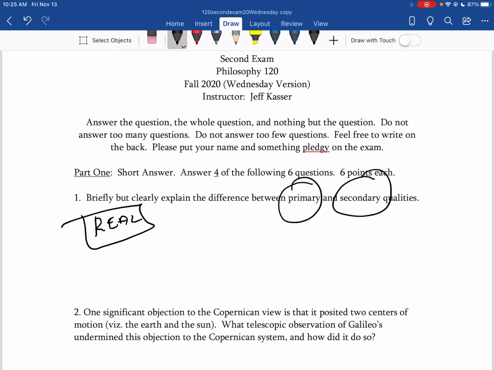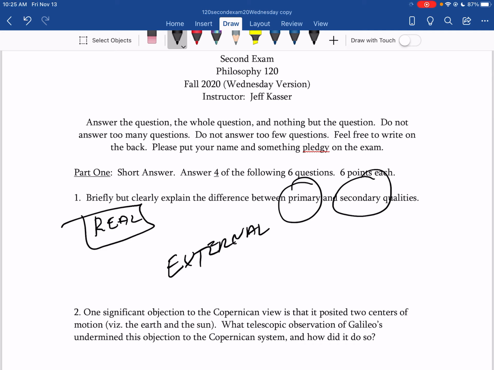Buicks or Subarus depend for their existence on human beings, but that doesn't make them unreal. So it's not the case that Galileo and Descartes thought that secondary qualities were made up or utterly unreal. They just weren't real in the sense that their Aristotelian opponents thought they were real. They were not external features of the world in the same way that primary qualities are. So that's the heart of the distinction.